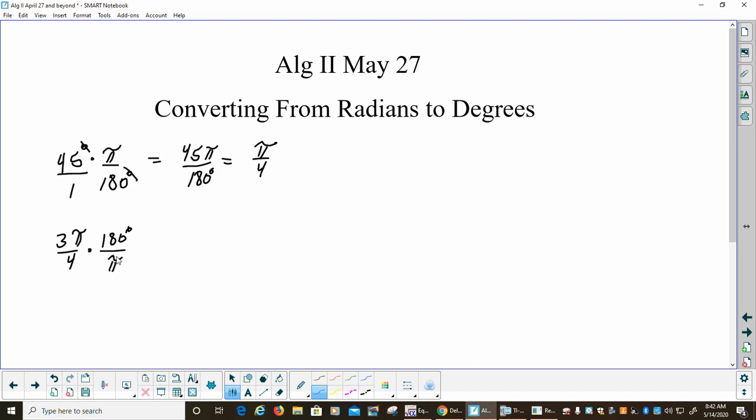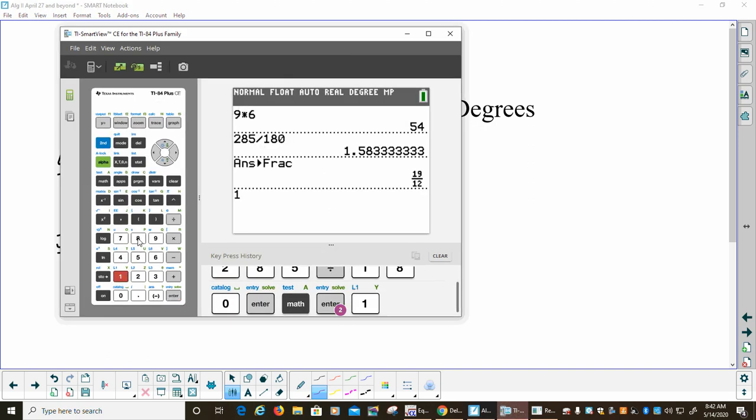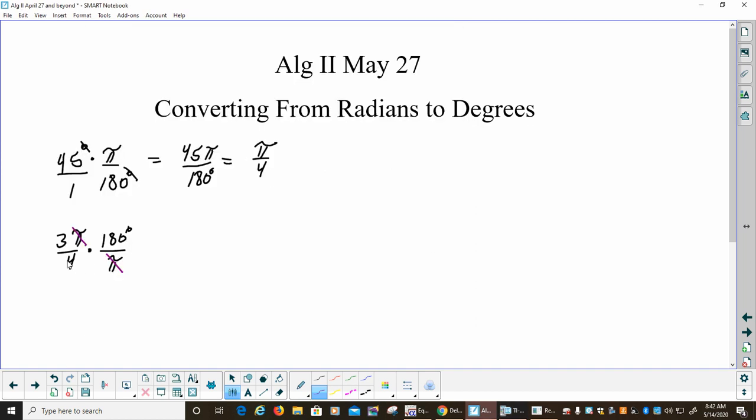Now when you start to cancel stuff, pi cancels out, and 4 goes into 180. Let's see, 180 divided by 4 is 45. So 4 goes into itself once, and into 180, 45 times. The degree symbol is still there. And the only thing left is 3 times 45, which is 135 degrees. Okay? That's as straightforward as it gets.